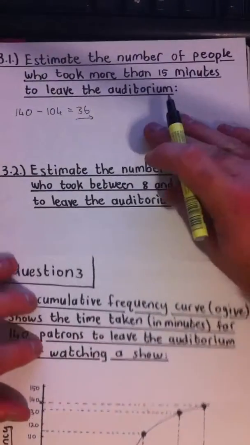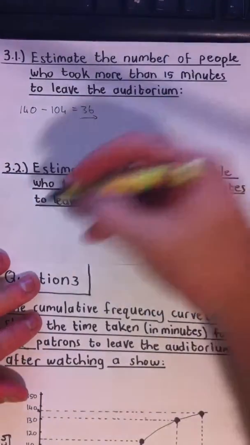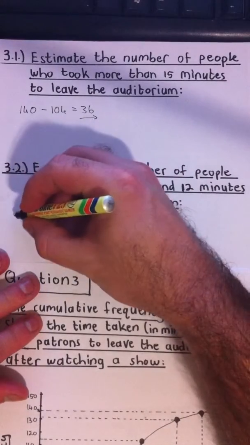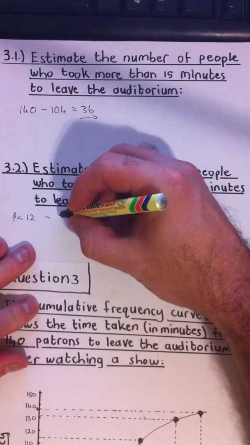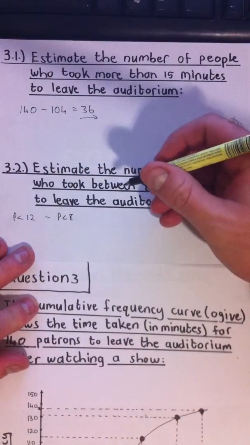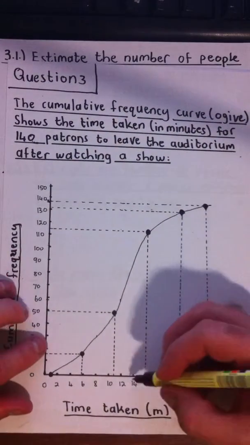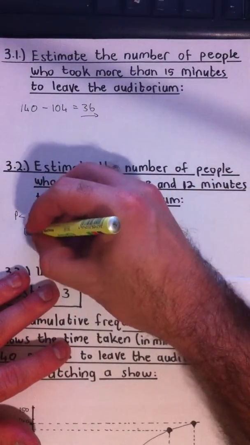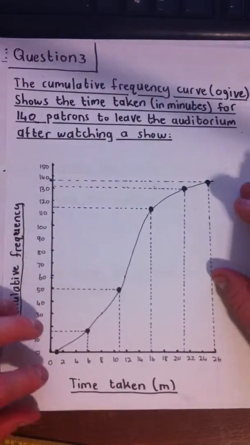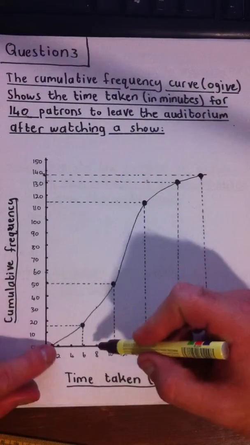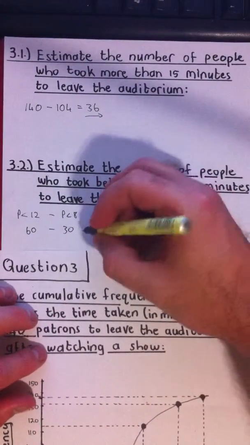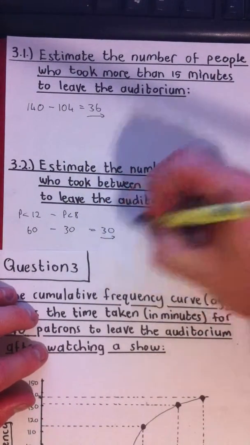To calculate this, we'll say the people that took less than 12 minutes minus the people that took less than 8 minutes. For the people that took less than 12 minutes, we found that to be approximately 60. Let's call it 60. Minus the people that took less than 8 minutes, which we found to be around about 30. So that's minus 30, and that is equal to 30 people.